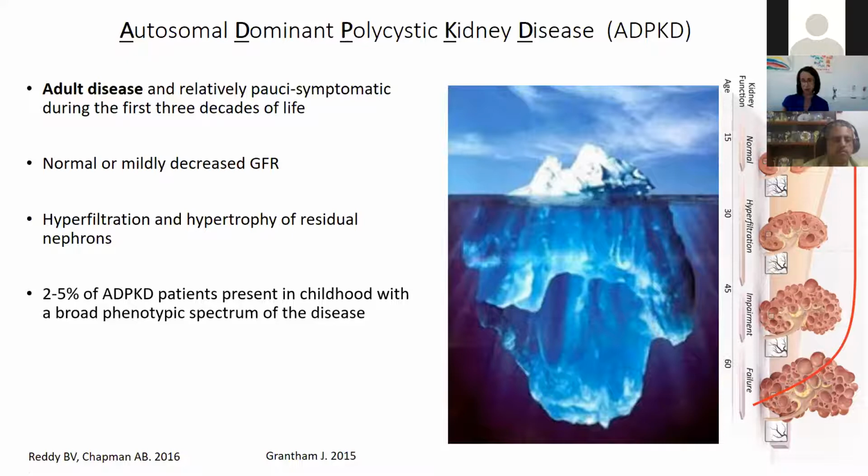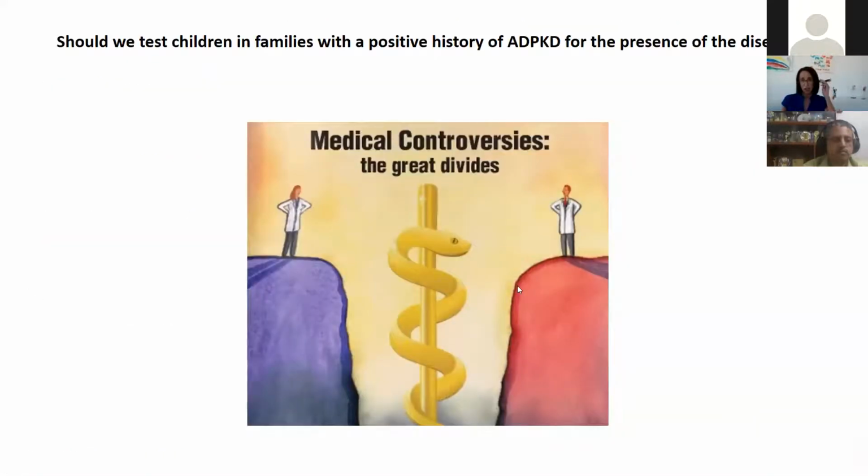And many doctors think that actually this disease really doesn't need to be followed at pediatric ages. So the main question that I am confronted with, certainly in Europe, is: should we test children in families with a positive history of ADPKD for the presence of the disease?